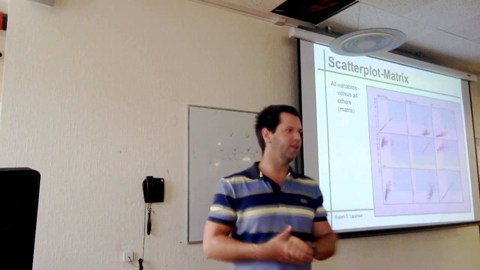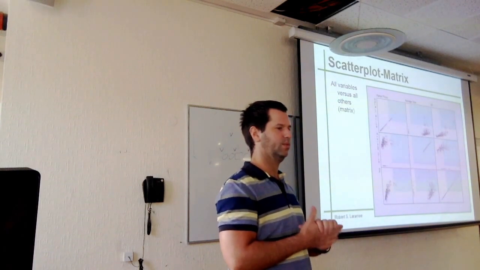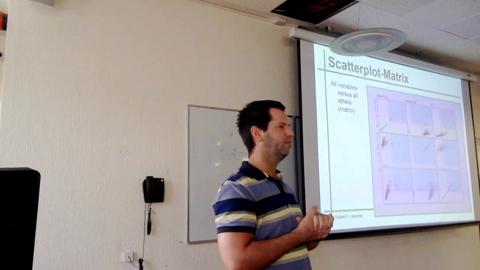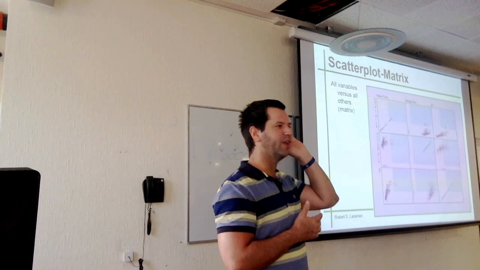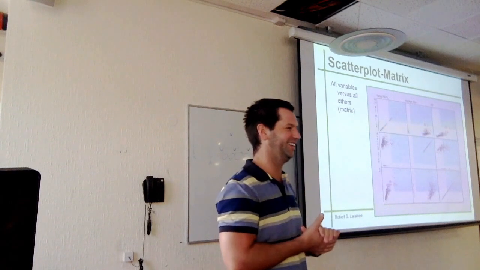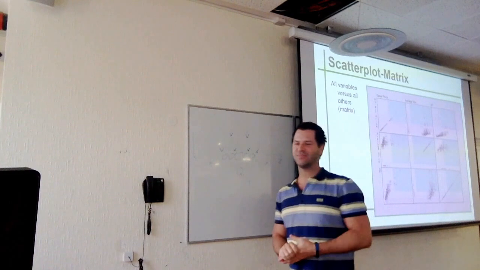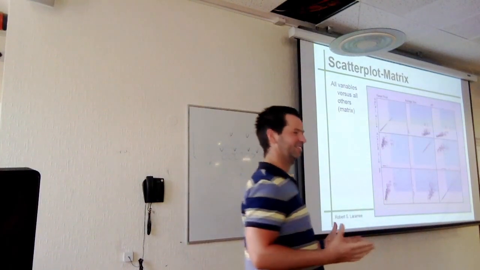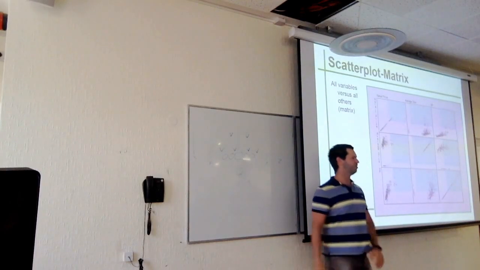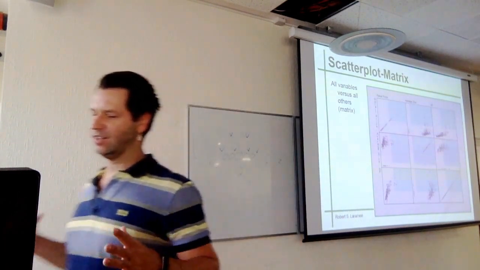Anybody see any limitations with that? Like, say your name. What's your name? You don't want to say your name? That's the first time anybody's ever done that. Yeah, so you run out of space. If you have 10 dimensions, you have a 10 by 10 scatterplot matrix, you can run out of space, right? So it doesn't scale very well.